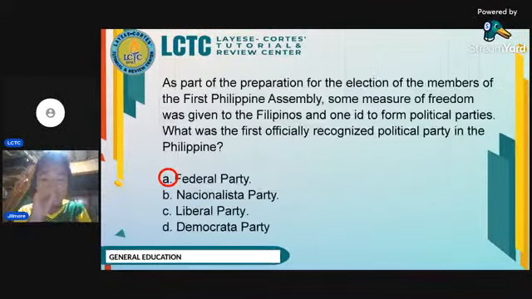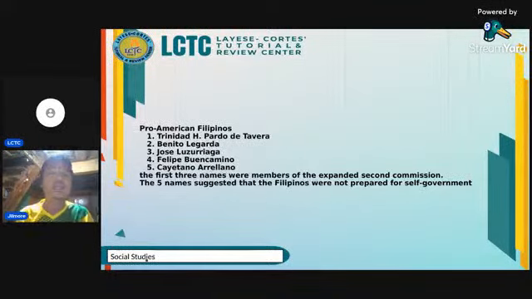Now remember, I said a while ago that the Federal Party is a Filipino party. Okay? And it was actually the first officially recognized political party. And it advocates Philippine annexation to the U.S. The advocates of the Federal Party wanted the Philippines to be one of the states of America. Okay. The five names suggested that the Filipinos were not prepared for self-government. They said, "Oh, the Filipinos are not prepared to run their government. So it should be better that the Philippines be an annex to America or be one of the states of America. We will be given autonomy, but still under American government."